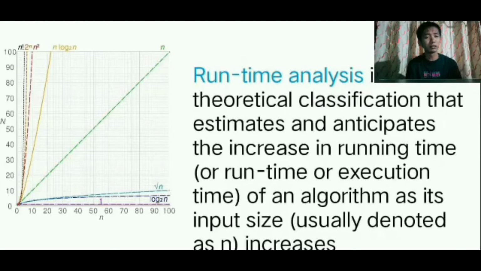So, this is the graph. Ito yung graph sa functions, graph of functions commonly used in the analysis of algorithms, showing the number of operations versus input size n for each function. Runtime analysis is a theoretical classification that estimates and anticipates the increase in running time, runtime or execution time of an algorithm as its input size, usually denoted as n, increases.